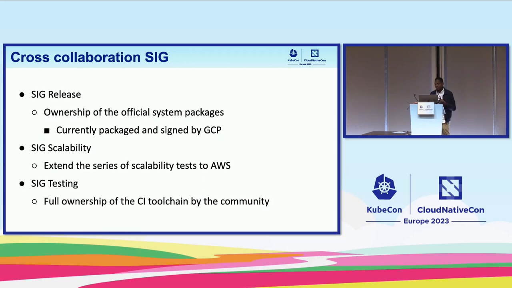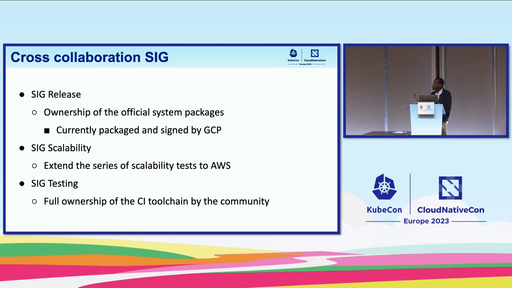One of the missions, like I said, is to have full ownership of anything related to infrastructure. Currently, I would pick, for example, the system packages. They are still built and published by Google. Anytime we cut a release, we build all those artifacts, and the system packages are released by Google. We have to interact with a specific team to make sure those packages are signed and published in Google infrastructure for the moment. SIG Release will talk about the roadmap to make sure ownership will be transferred to the community infrastructure.